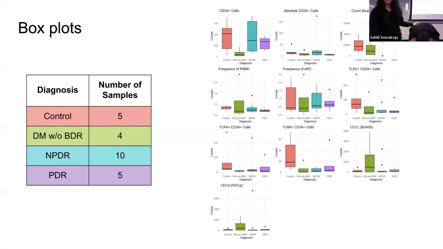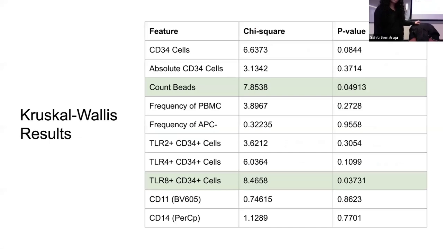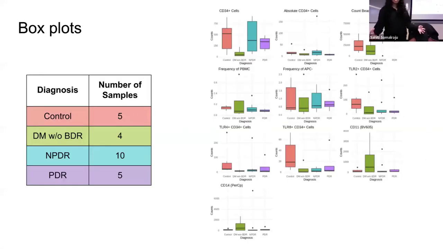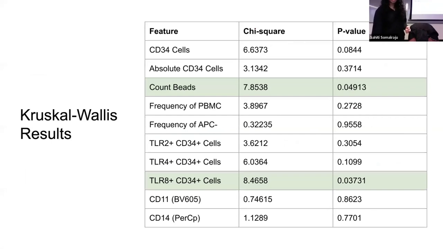But yeah, as I was mentioning before, the first step is to visualize the data, seeing how the distribution is looking. The y-axis is the count, so how many of these surface markers are we seeing in each of the diagnoses. From there, we did a Kruskal-Wallis non-parametric test to see if the means between these distributions are actually significantly different. And so from doing this, we were able to see that the TLR8 plus and CD34 plus cells, so these are cells that are containing these 2 receptors, are actually significant.